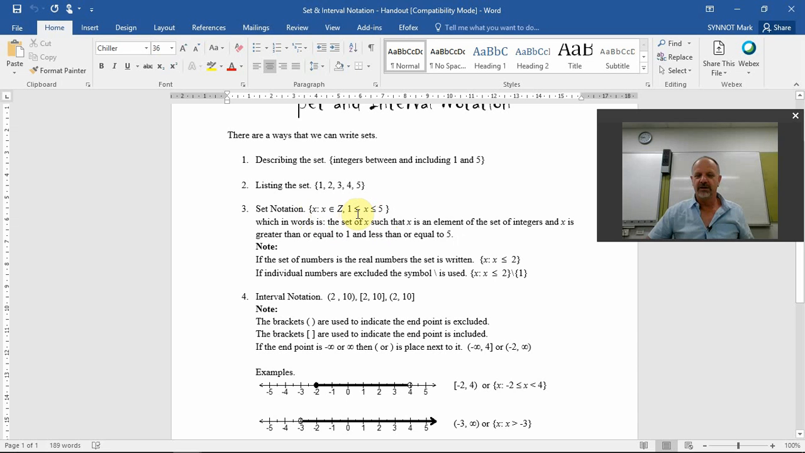So they're greater than or equal to 1, but less than or equal to 5. So essentially that's the numbers 1, 2, 3, 4, and 5. All right, just a way of doing it. Interval notation, you can see down here, is different. It's just got some brackets, and we'll get to the brackets and I'll talk about those with the examples.